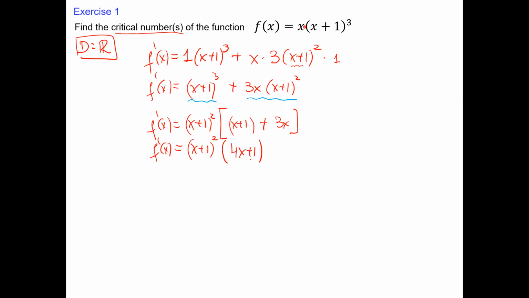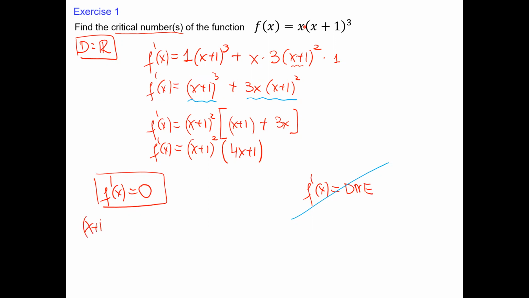Excellent. And as mentioned before, the derivative is always defined. That means in this case, we will not look at the case where f prime of x is undefined, because the derivative is always defined. But the derivative is 0 at some points, and we have to find these points, and those are the critical numbers. Okay, the derivative is 0 if (x plus 1) squared times (4x plus 1) equals 0.